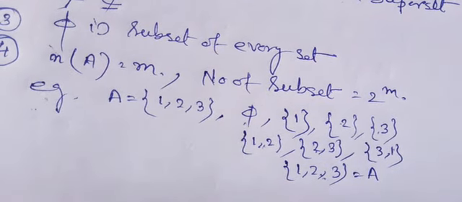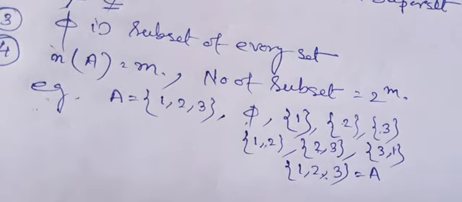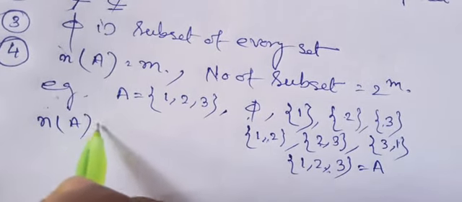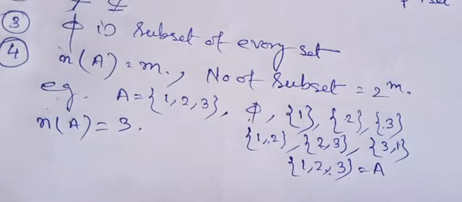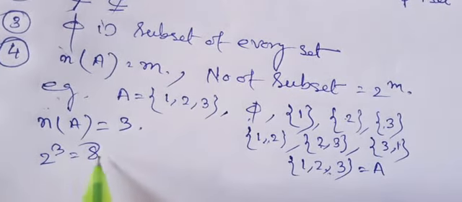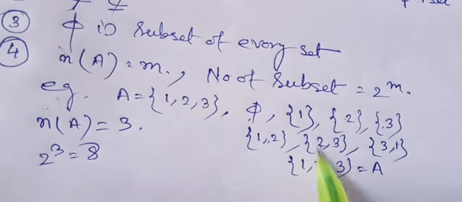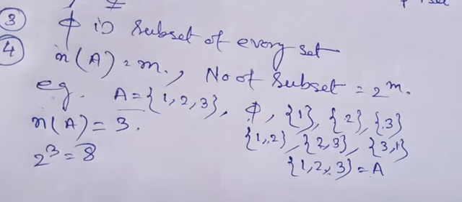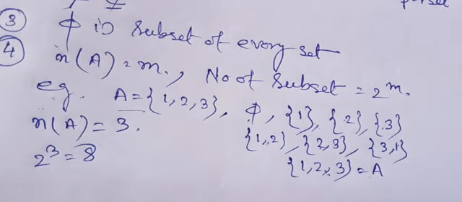Now look here, if we take n(A) is equal to 3, so 2 to the power 3 is equal to what? 8. So the 8 subsets of A are coming here. Understand that? So this is the verification. Hope you are understanding that.